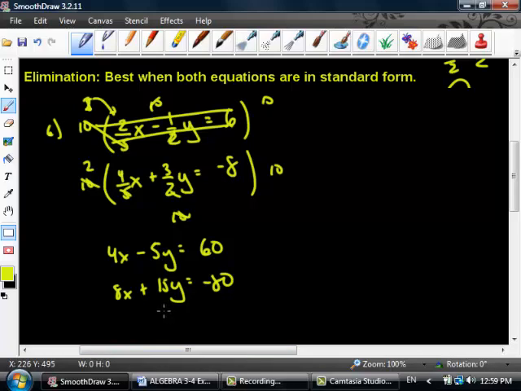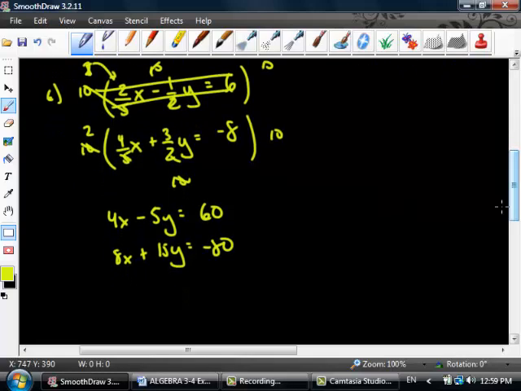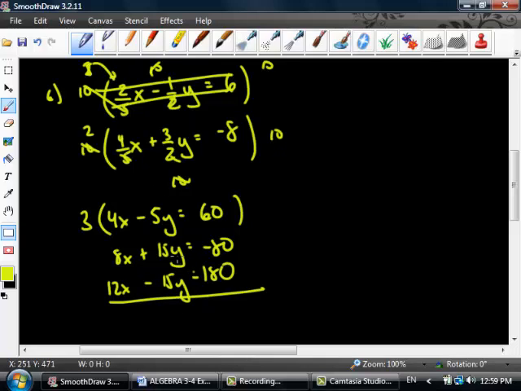Which one should we eliminate? What do you think? Jonathan, which one do you want to get rid of? X or Y? Y. Get rid of Y. Multiply by 3. That way it can become 15. 12x minus 15y equals 180. That gets out of there. 20x equals 180. So 20x equals 100. X equals what? 5.